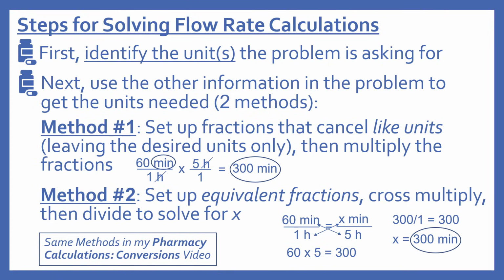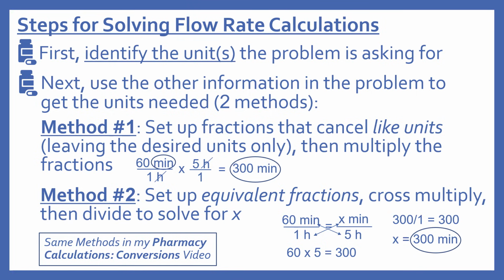Or we can use method 2. Set up equivalent fractions, cross multiply, then divide to solve for x. So for this example, we'll use the same example as the 5 hours, converting it to minutes. So there are 60 minutes per 1 hour, and we'll set that equal to x minutes per 5 hours.